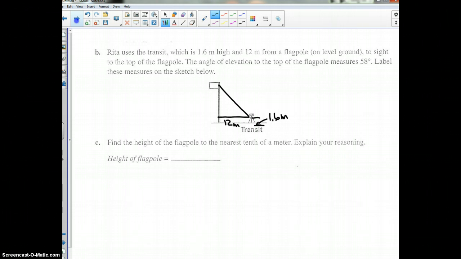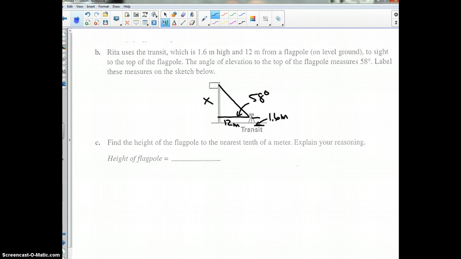Now, it's also telling you the angle of elevation. The angle of elevation to the top of the flagpole is 58 degrees. 58 degrees is going to be this angle right here. Remember, angle of elevation is the angle you're looking up at something from the level ground. So what we're supposed to figure out is the height of the flagpole. In order to do this, we can simply label the opposite side here X. That's what we're interested in.